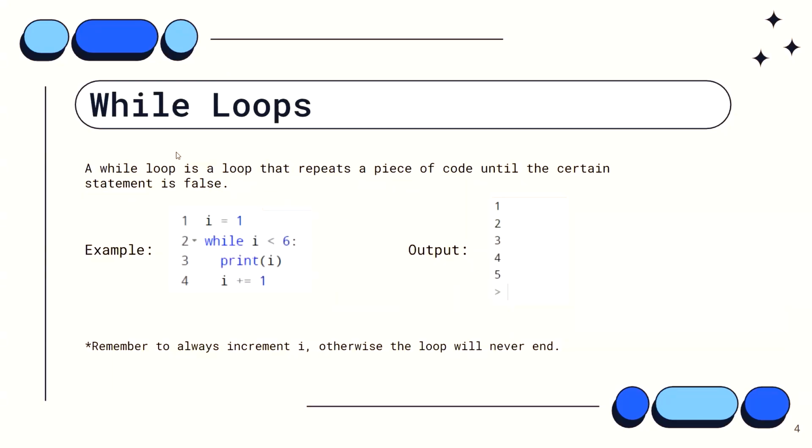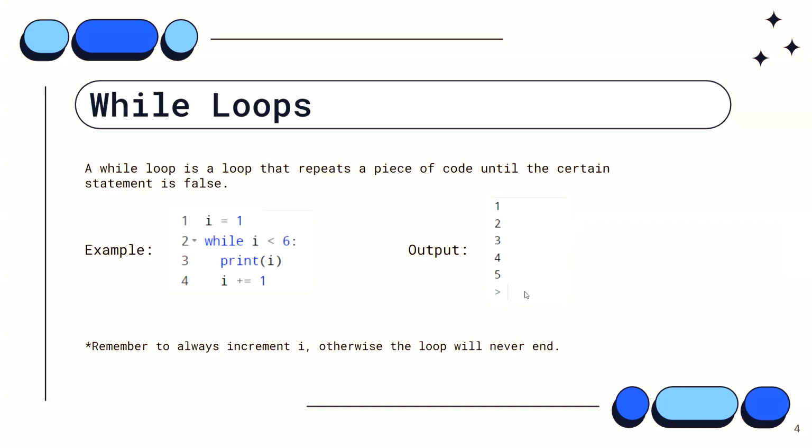So, while loops. A while loop is a loop that repeats a piece of code until a certain statement is false. We have an example right here. We have our starting value, which is equal to 1. Now we have while i is less than 6, print i, and it'll increment by 1. So in our output, we have 1, 2, 3, 4, and 5. You can see right here, it prints until 5 because once it reaches 6, 6 is no longer less than 6. So it stops right there because the condition now becomes false.